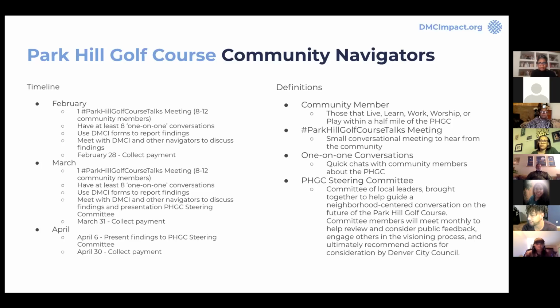Most of this, I modified from a presentation to some of the community navigators that was for training purposes. So you might see some things in here, like it says collect payment. They will be paid for their work on this. March is very similar to February. You've got another meeting that they need to put together, another 8 one-on-one conversations, the reporting, and in April, the presentation. On the other side of this slide, I wanted to define things a little bit better, just in case things get lost there.